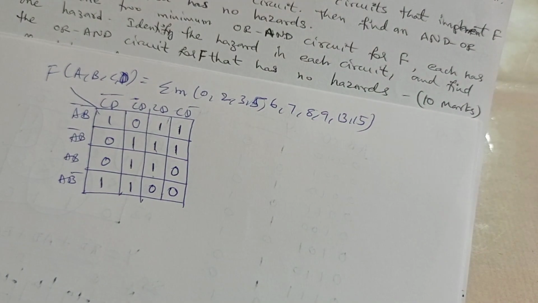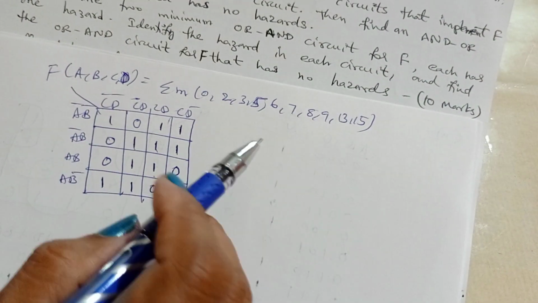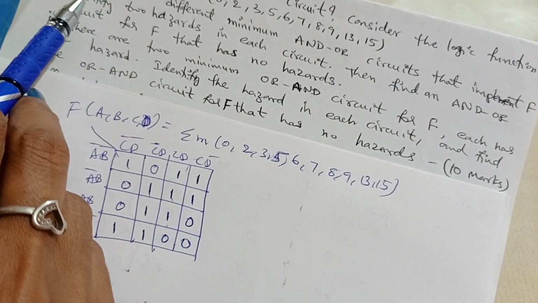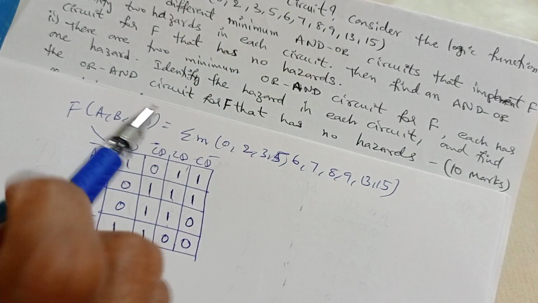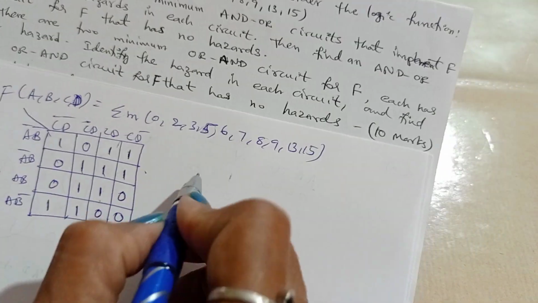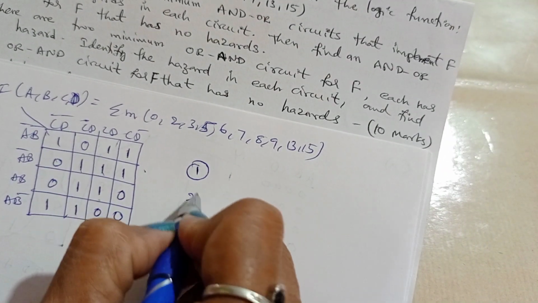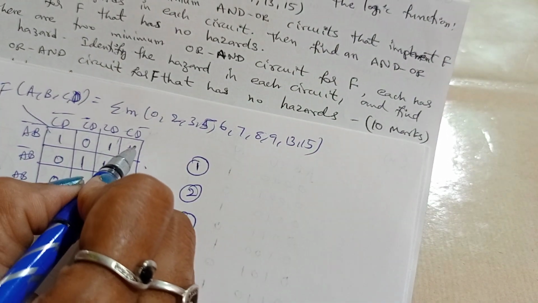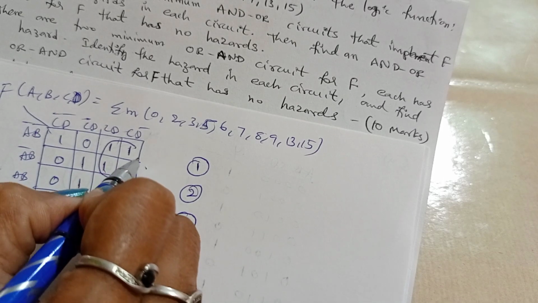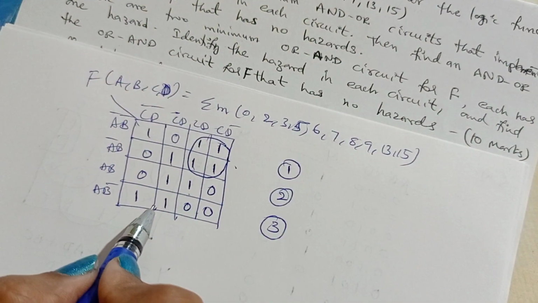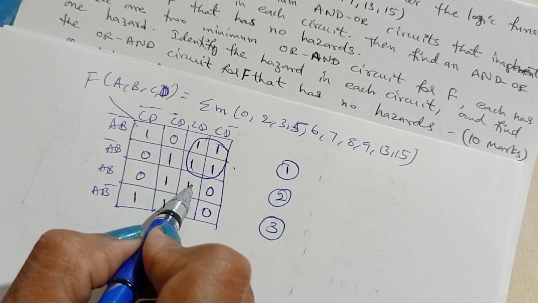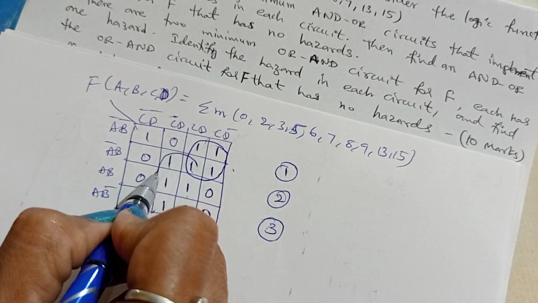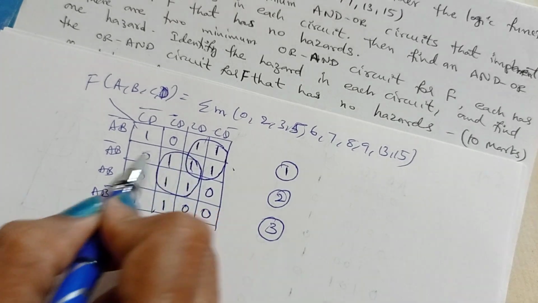This is the given SOP. From this, now we need to draw 3 different minimum AND-OR circuits, which means from this we can design 3 AND-OR circuits. Okay. This is one quad and we can take this as a pair.